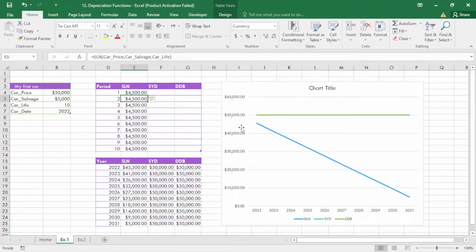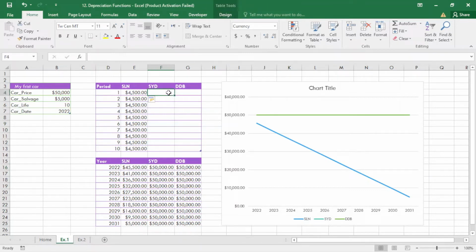You can see, as I said, it's a straight line here. So each year the value drops around $4,500. Here you can see in 2022 it is worth $45,000, so it drops like this during the period of years.